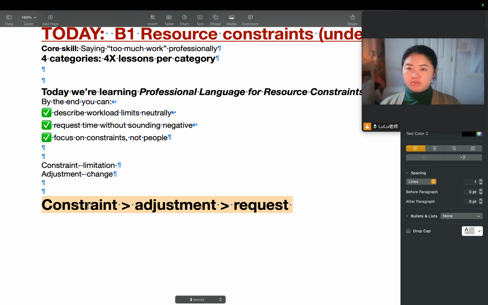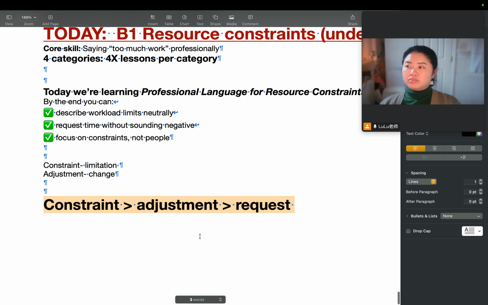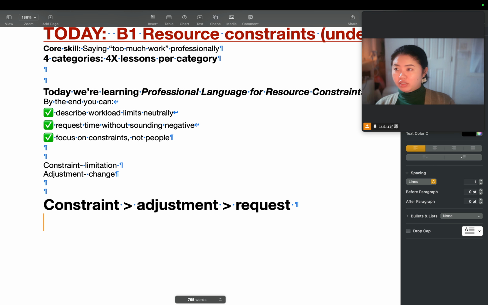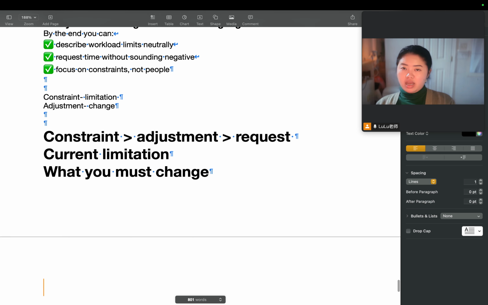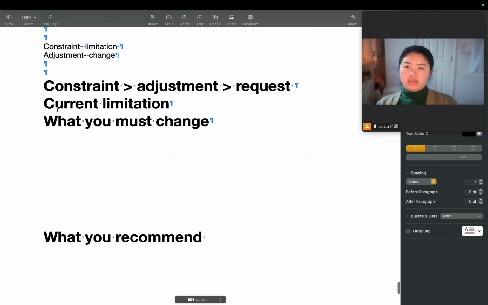So let's read this. Constraint, adjustment, and request. Again, constraint, adjustment, and request. So what this means is the current limitation, what you must change, and what you recommend. Those 3 things will be highlighted when you use this model.